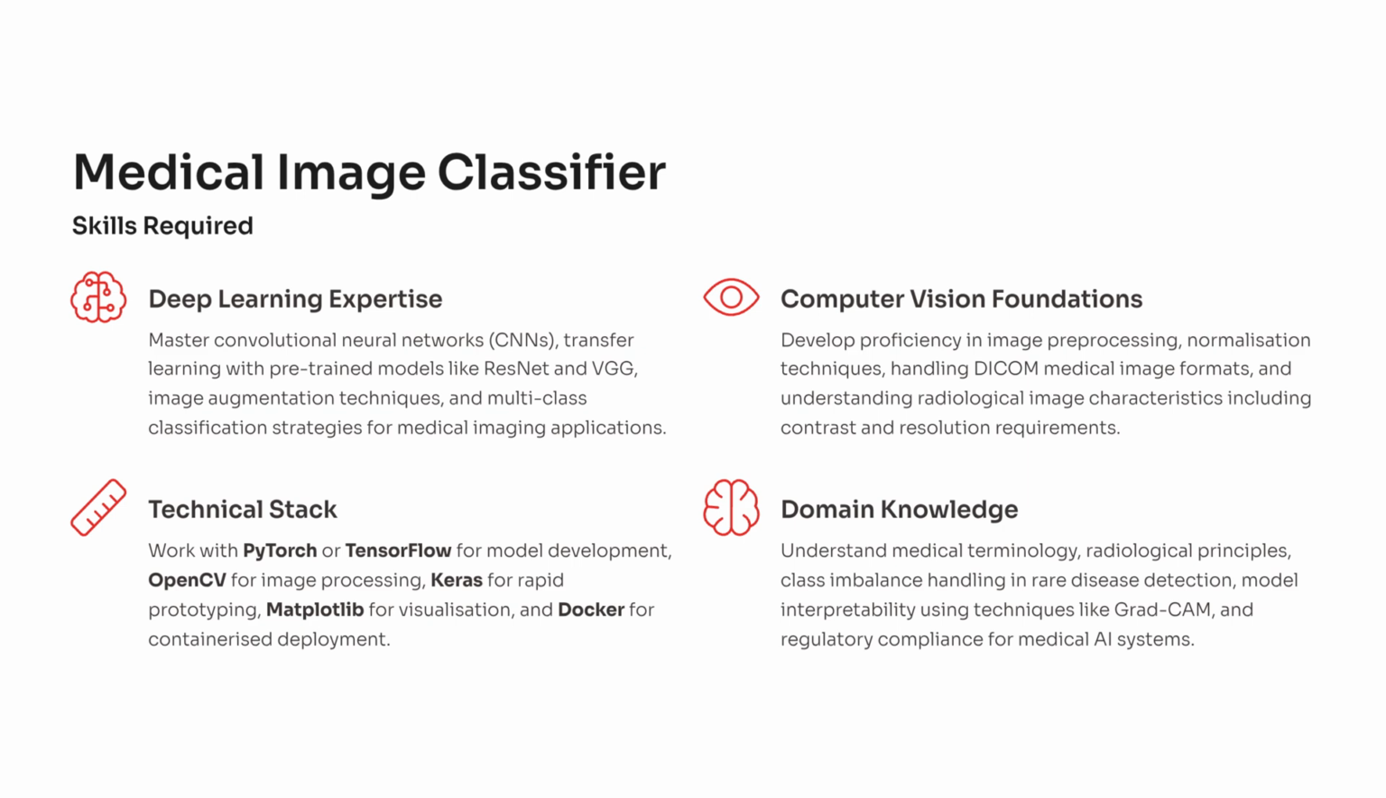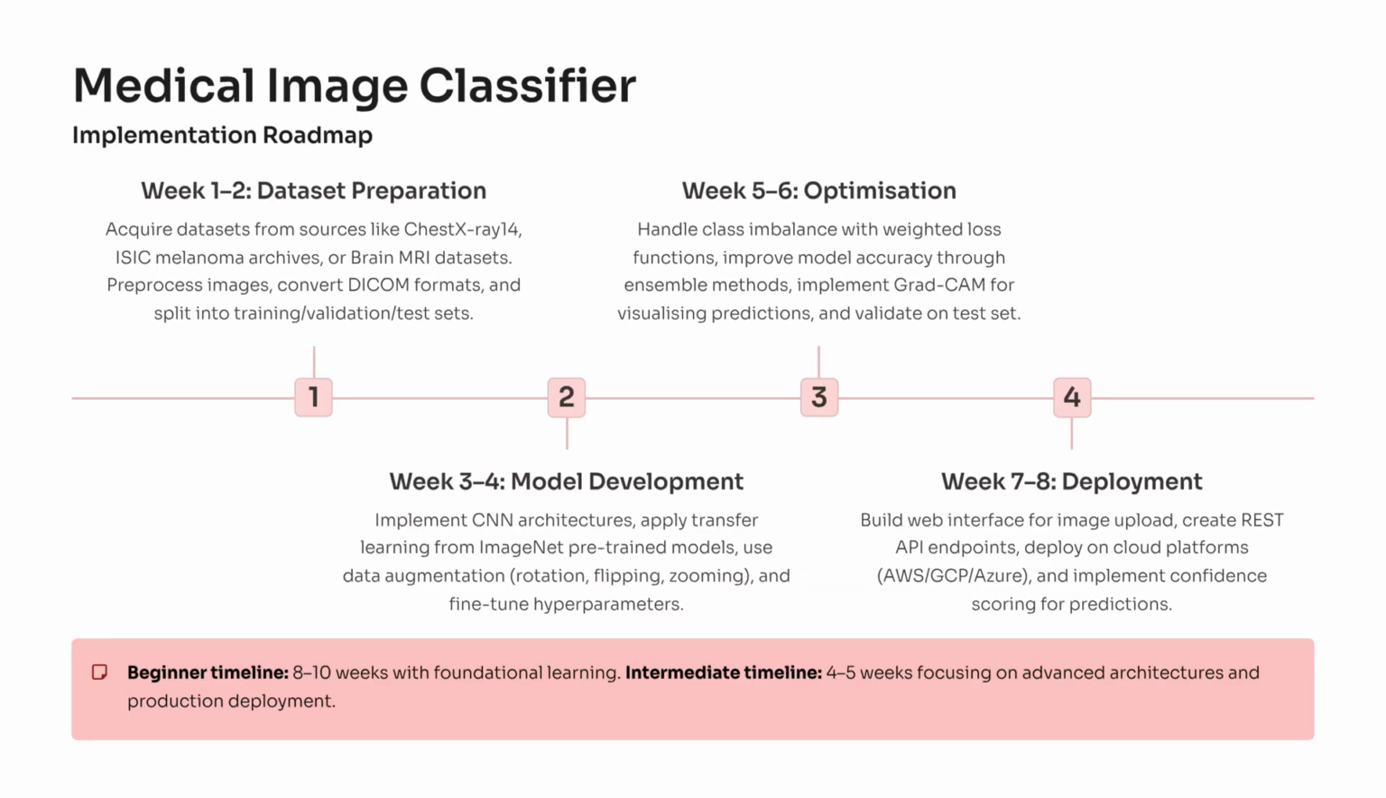Beyond coding, you build soft skills that matter in healthcare AI, like understanding clinical terminology, knowing the importance of false negatives, and appreciating why interpretability tools, such as Grad-CAM, help doctors trust your model. Recruiters value students who can explain not just how a model works, but why a prediction matters in a medical context. When you start building a medical image classifier, you need a clear roadmap so you don't get lost in the complexity of medical data, and this slide gives you a practical plan that mirrors how real AI teams work.